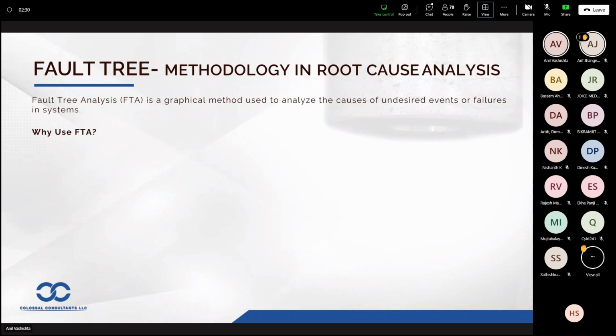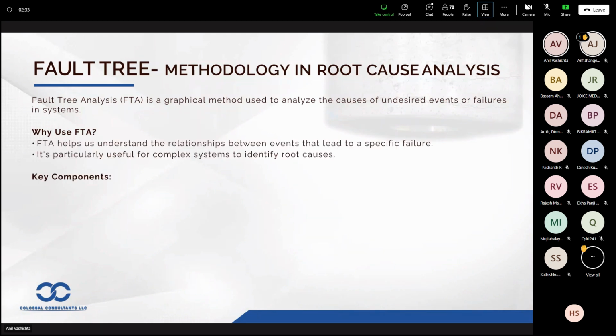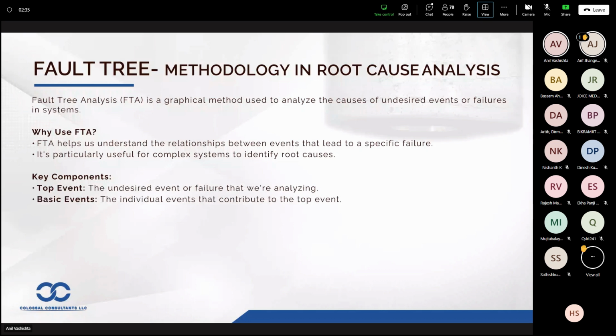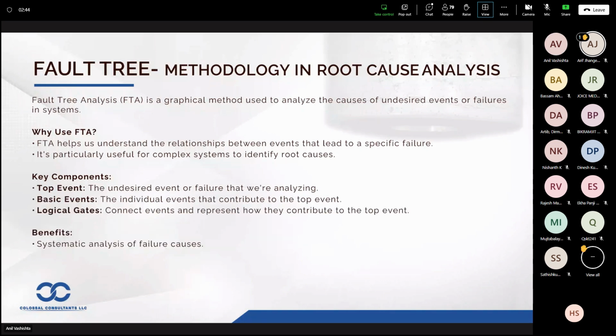The next one is fault tree analysis. Again, rushing through this. Just bear with me.